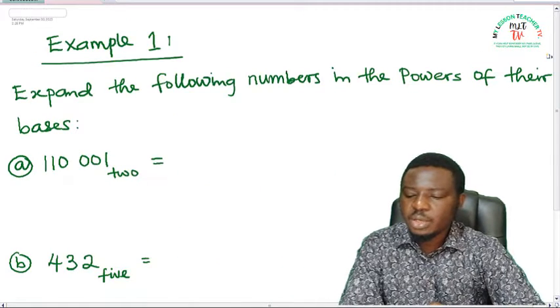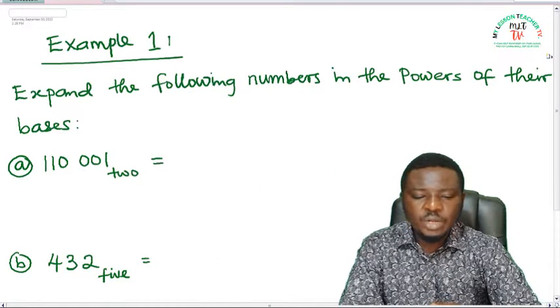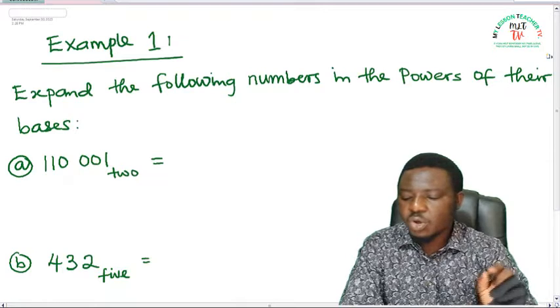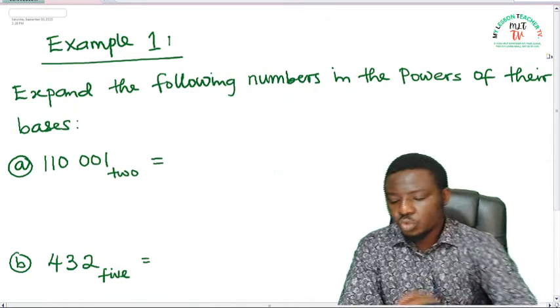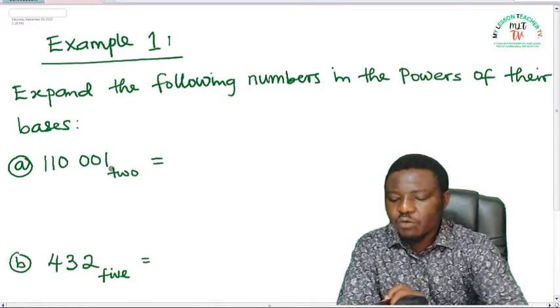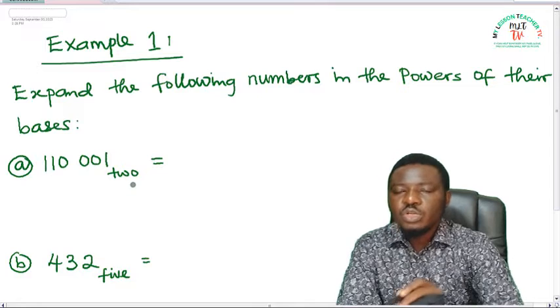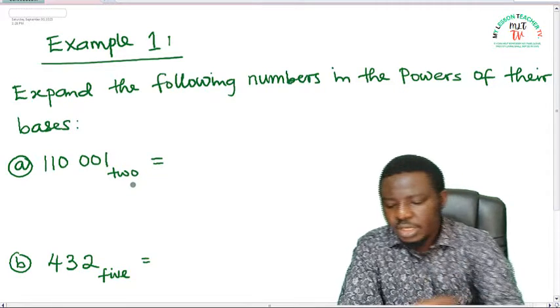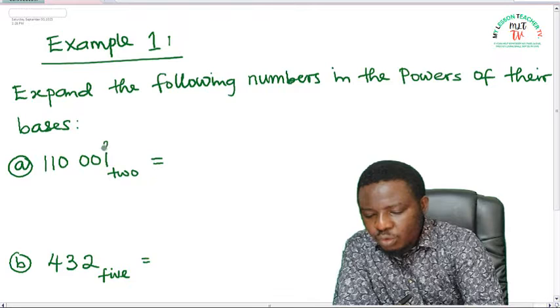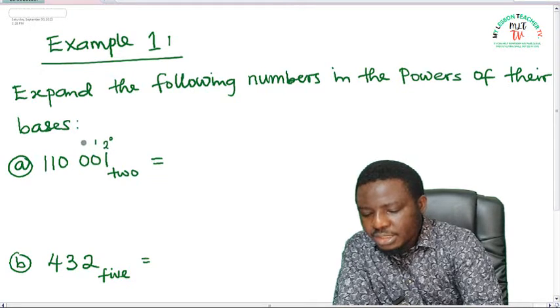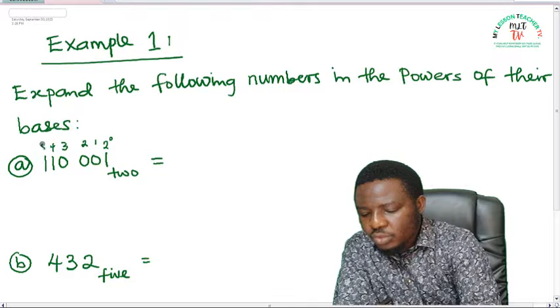In example 1, we are asked to expand the following numbers in the powers of their bases. So this is given in terms of base 2, 1100001 base 2. So you need to know their place values. This is written in terms of 2 raised to the power 0. This is written in 2 raised to the power 1. This is taking the place value of 2 raised to the power 2. This is taking the place value of 2 raised to the power 3, 2 raised to the power 4, and 2 raised to the power 5.